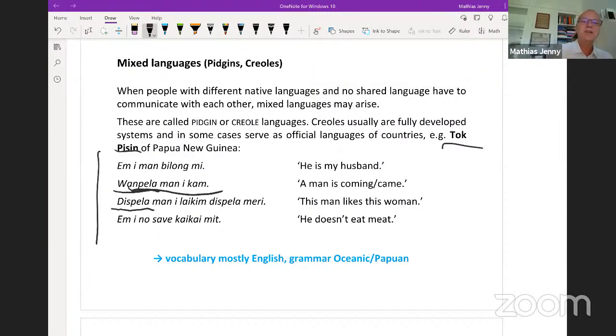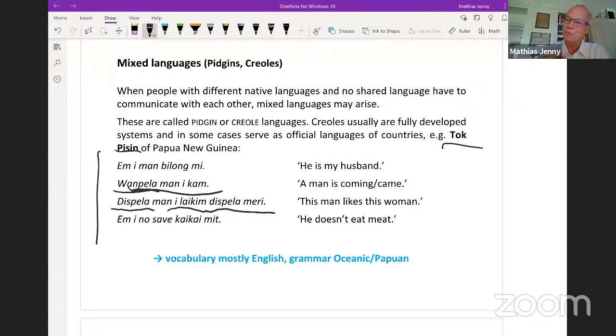Also with demonstratives, you don't say "this man", but "this fella man", this fellow man. He, like him, this fellow marry. This man likes this woman. So you see, the words are English, but the grammar is not English at all. So this is a really mixed language. There are two different parts of linguistic systems that come together and form a whole new language.